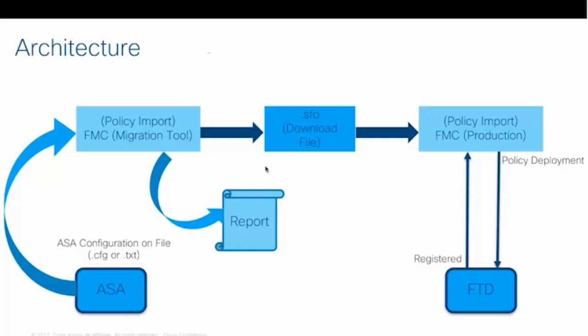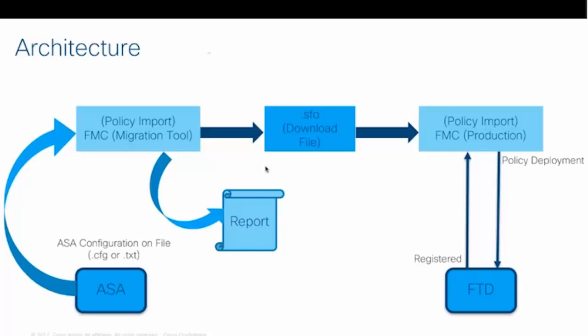Once the ASA configuration file has been imported into the migration tool, the migration tool will run the migration process. There is an internal process in the migration tool called CSM, which will take this migration file, validate the configuration and convert it into equivalent FirePOWER Threat Defense configuration. Once the migration is done, you will get the migrated configuration in .sfo format, which can be downloaded from the migration tool along with a report on the migration.